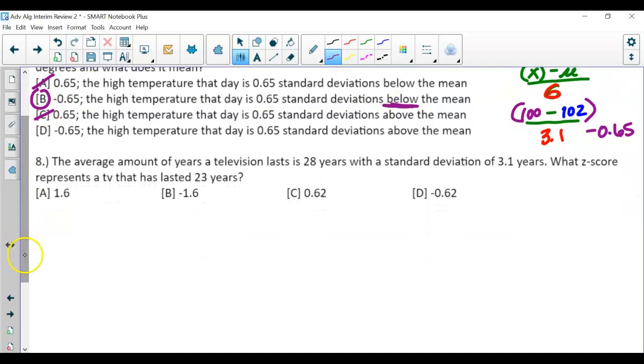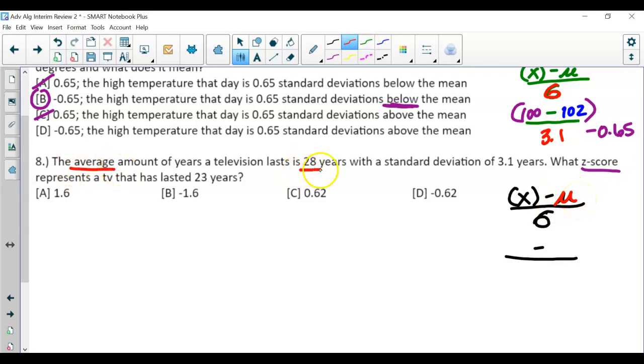Now in number 8, again, we're just practicing calculating the z-score. Again, x, the value you're converting, minus the mean divided by standard deviation. So here we go. What is the mean of this situation? Again, average, 28 years for the TV. Then what is the standard deviation? 3.1. So then what are we trying to convert? The TV, that represents how many years? 23 years. So again, we're going to put that in the calculator and you get B, negative 1.6.